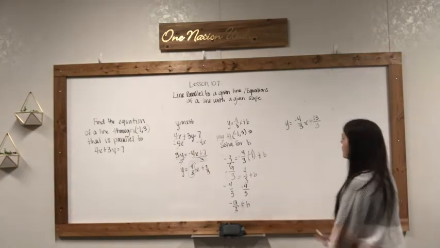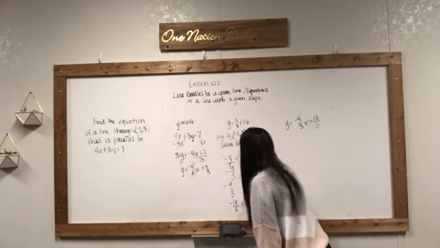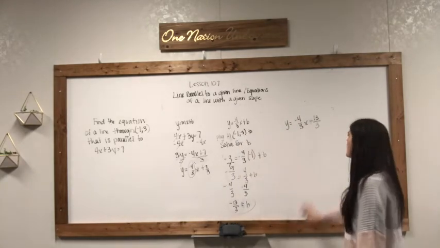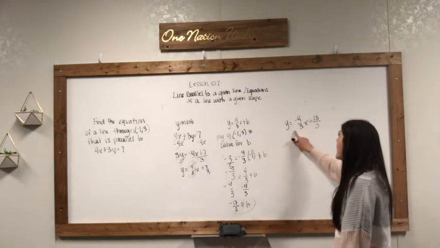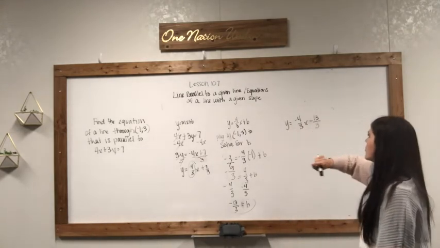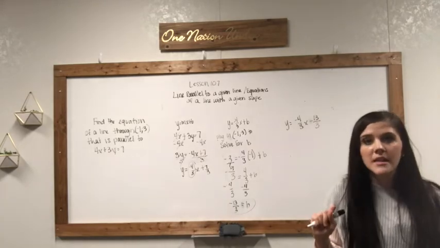So now that we have our b and we have our m, we can plug them into the equation and solve. So we have y equals -4 over 3 x minus 13 over 3.